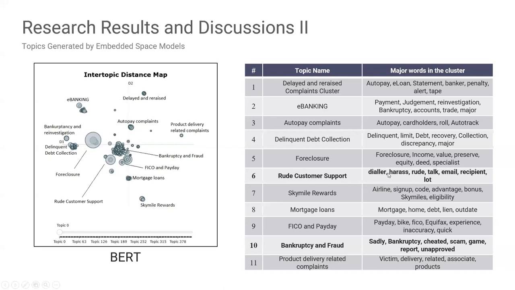So for example, you try to make a call and someone gets harassed, a dialer, you dial, rude talk, email recipient, right? So all these points are about rude customer support. And frankly, the last, tenth one is, sadly, bankruptcy, cheated, scam, game. All these are bankruptcy and fraud. So you can see why we highlighted these two in bold, because these are the two unique topics that we got from the BERT-based model, right?